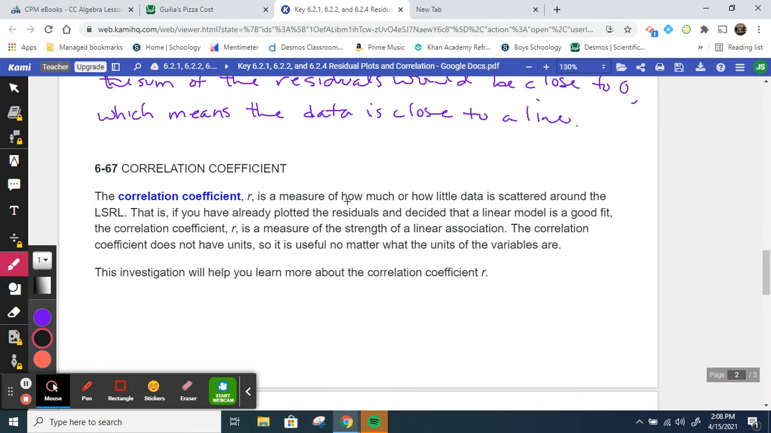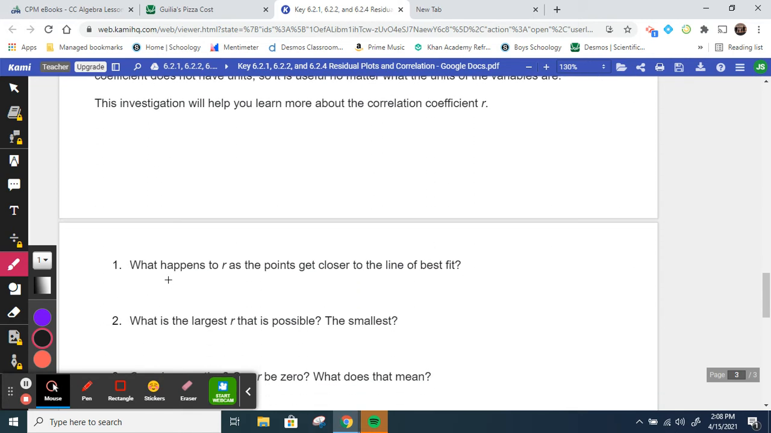It is a measure of how much or how little data is scattered around the LSRL. That is, if you have already plotted the residuals and decided that a linear model is a good fit, the correlation coefficient R is a measure of the strength of a linear association. The correlation coefficient does not have units, so it is useful no matter what the units of the variable are. So we're going to do this investigation that will help you learn more about the correlation coefficient R.